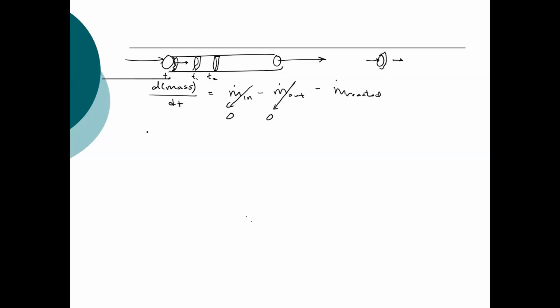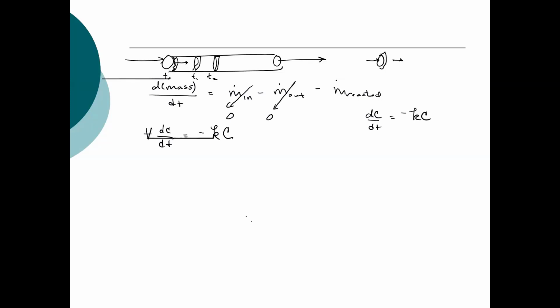If volume is constant, we can pull volume out. So we have dC/dt is minus the rate constant times C, so dC/dt is equal to minus kC.